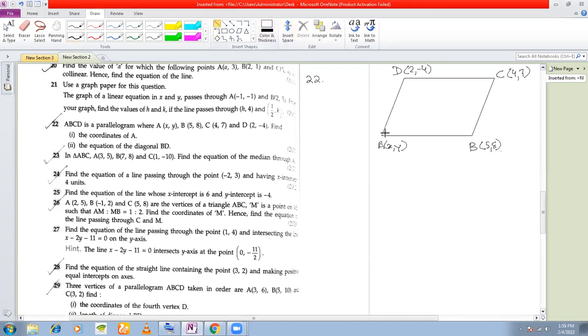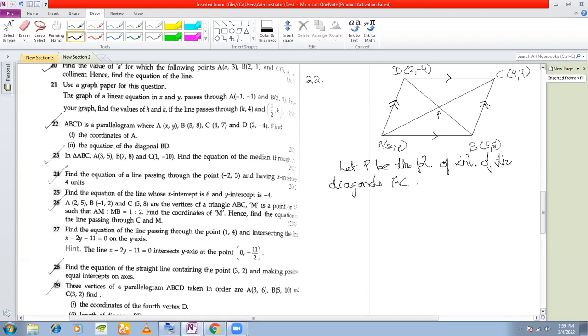Now in order to find out the coordinates of A, we join both the diagonals of the parallelogram, right? Let's mark the parallel lines here. These two are parallel and these two are parallel, so we know this quadrilateral is a parallelogram. Now, let P be the point of intersection of the diagonals AC and BD. Clearly, diagonals of a parallelogram bisect each other, right?